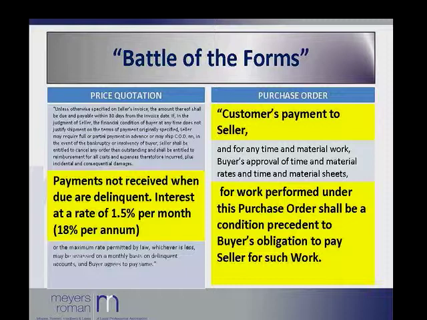The reason why it's been so important in my case is because there were two primary situations where the terms were different. The first was payment. My client's price quotation said payments, when they're not received, are delinquent, they're due within 30 days, and interest at a rate of 1.5% per month, or 18% per annum, is due. You don't pay me in 30 days, it's due, and I'm charging interest of 18%. Pretty good. 18% is not a bad return, especially in today's environment.